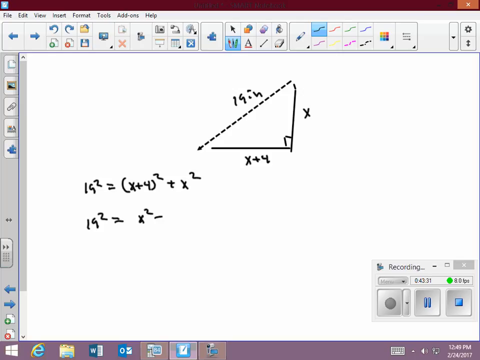x squared plus 8x plus 16 plus x squared, right? So you get 0 by itself: 2x squared plus 8x plus 16 minus 19 squared. What is 19 squared? 361. So it'd be 16 minus 361.